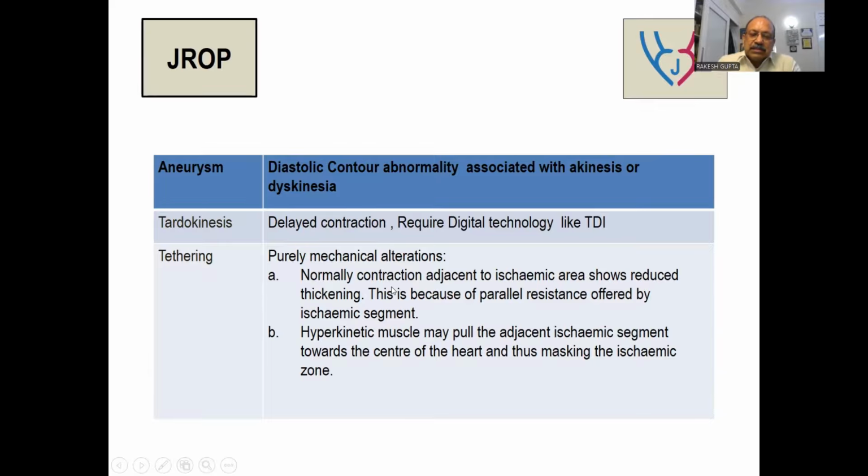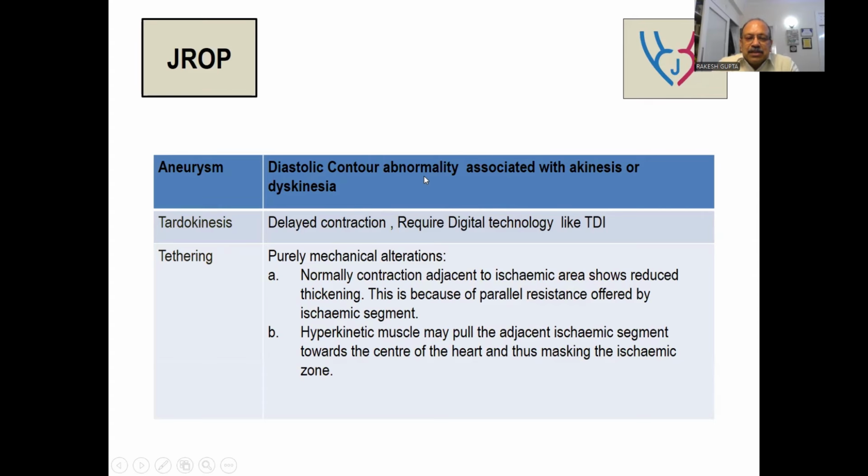Why? Because the ischemic area will pull these normally contracting segments. On the contrary, it is also true. If you have hyperkinetic muscles, they may pull the ischemic segment to show it as a normal segment. So you may have masking of ischemic zones. Just remember these words, tardokinesis as well as tethering. Then comes aneurysm again, persistent dilatation during diastole.